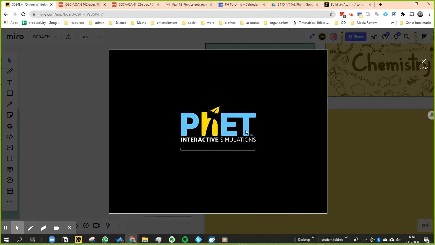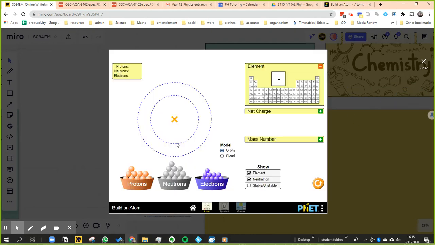You can get this from PhET. There's tons of them on this website, which is quite useful. We'll go to atom, and we're going to build an atom. Let's just reveal the net charge. So we know that atoms are made out of protons, neutrons, and electrons.